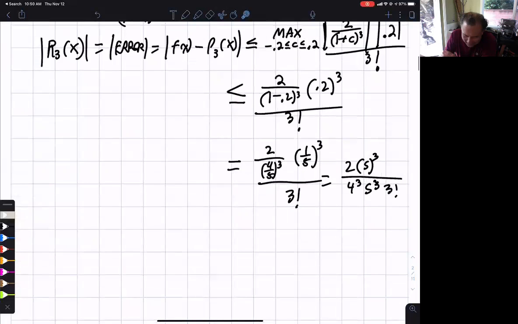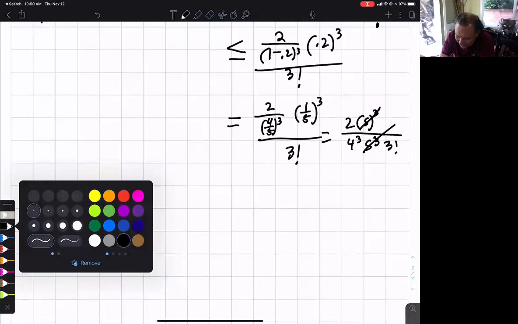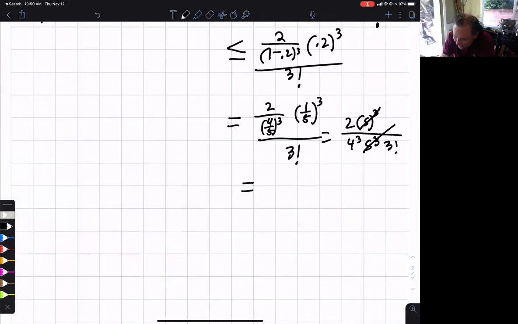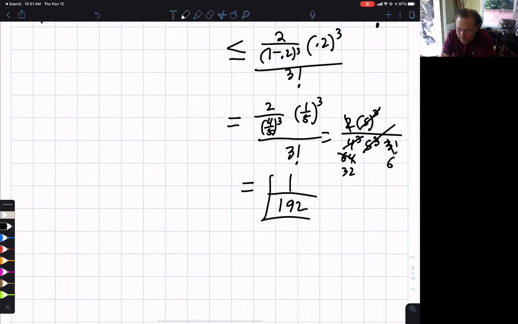So, oh, nice. How nice. That is pretty. And then, what's 4 cubed? Is that 64? I believe it's 64. And that becomes 32. And that's 6. Hey Siri, what's 6 times 32? 6 times 32 is 192. Is that the answer? I think it is. Let me stop this video.